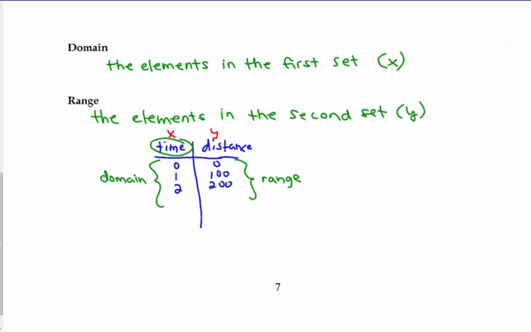Independent variable. So what's here? This would be the independent variable, time. And what's y? Then the distance would be the dependent variable. The distance depends on how long I traveled, my time. My distance depends on my time.